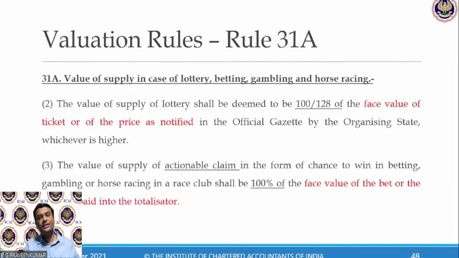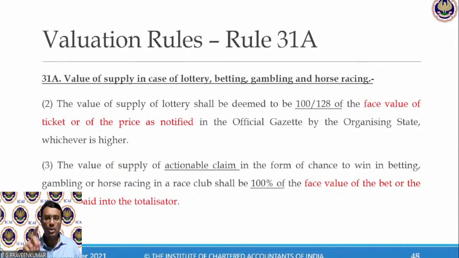Now, next is your Rule 31A. Expect a question from Rule 31A in the coming examination, that is your May 22 or November 22. For the reason, there is one Karnataka High Court judgment in case of betting, gambling, etc., where the Karnataka High Court has actually set aside, saying that this activity of betting, gambling is not an actionable thing, where this levy itself is not a proper thing.